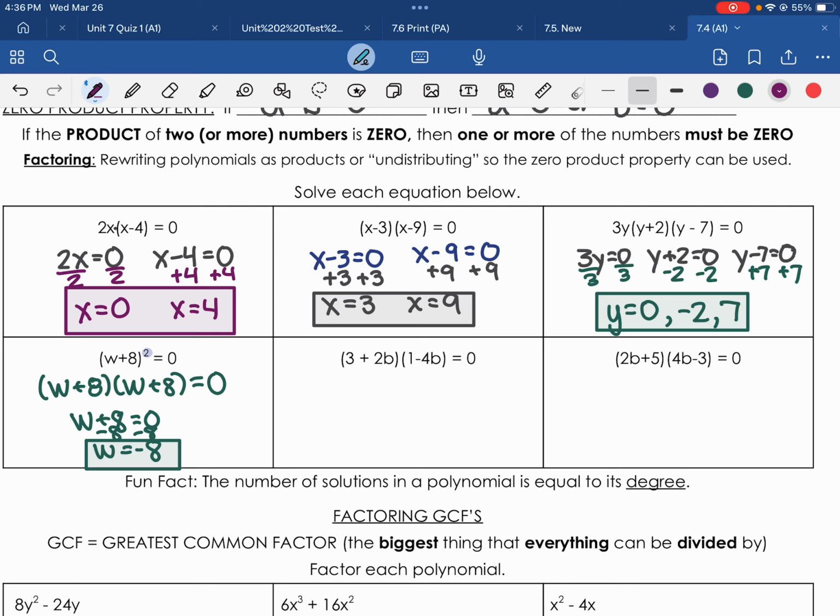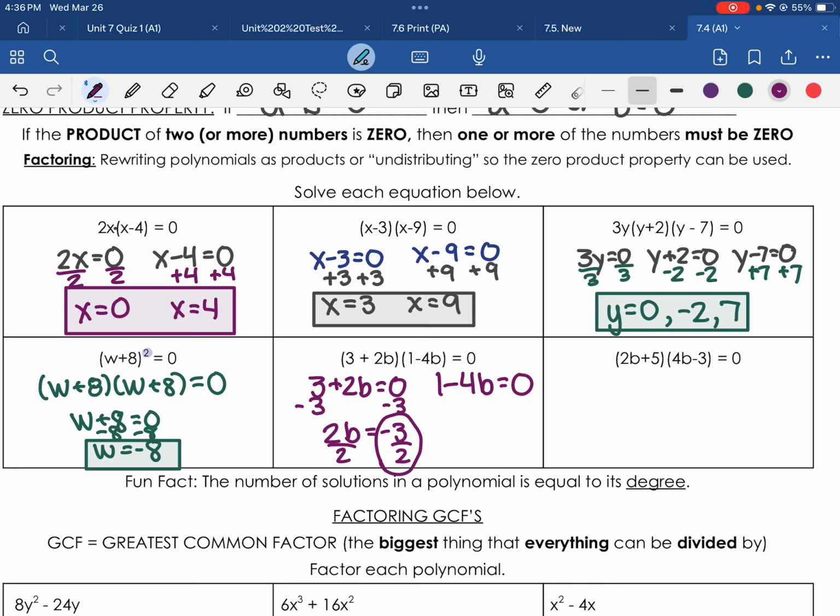The middle one is a little tricky because the answers are going to be fractions. I have to solve the equation 3 plus 2b equals 0 and 1 minus 4b equals 0. Now, I have to subtract this 3 to get rid of it, and I'm left with 2b equals negative 3. And this is where a lot of us already start the next step as we're writing it down, and we're like, oh no. Because I got to divide by 2, and negative 3 doesn't divide by 2, so guess what? Negative 3 halves is my answer. That's it.